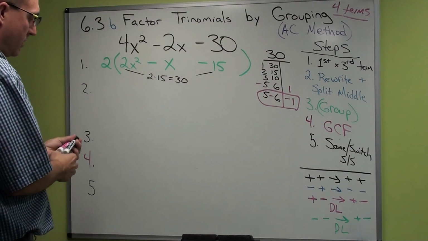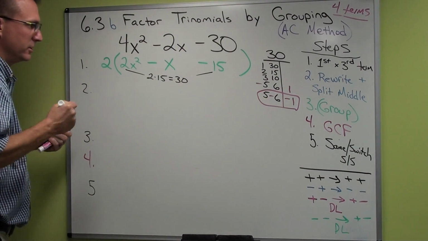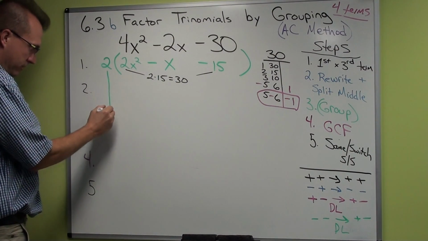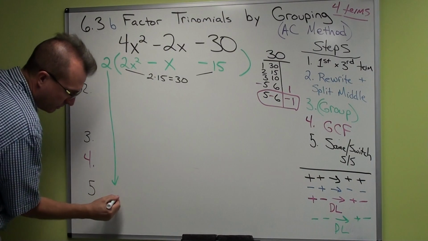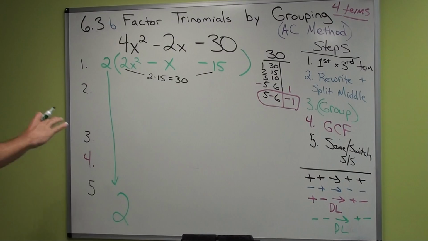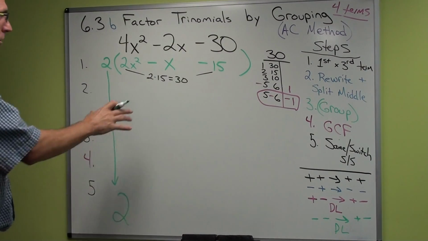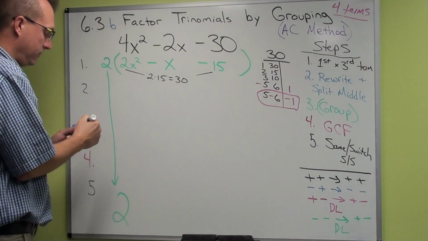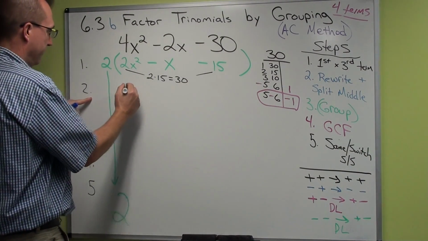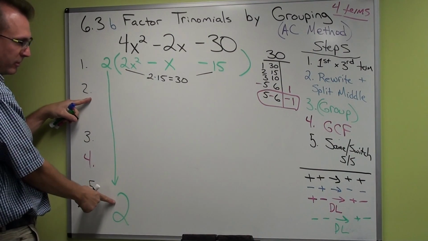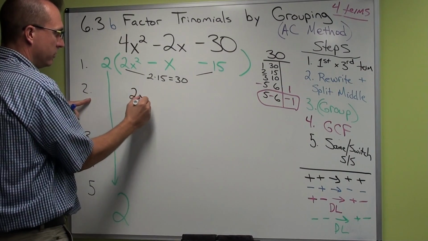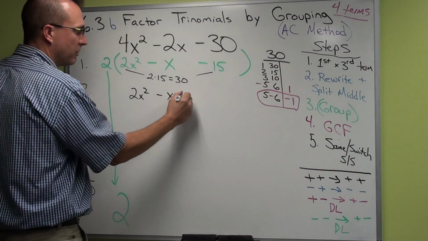Okay? So now, here's the important part. You have to bring this down, even if you just put a 2 here at the bottom of your paper to know that you have to put that greatest common factor in your answer. Then you can just focus on this part. So now we're on step 2. Rewrite it. We're not worried about the 2 because we already put it at the very bottom. So now we can just focus on 2x squared minus x minus 15.